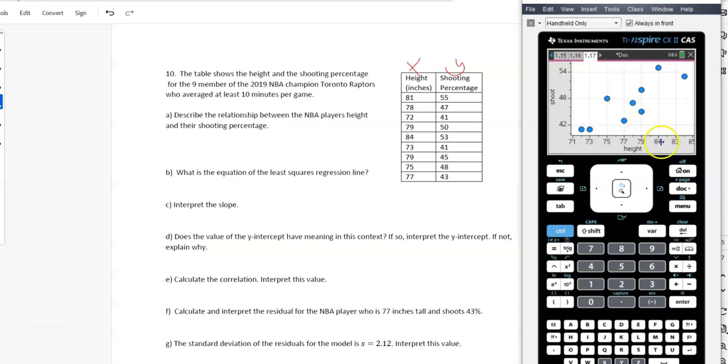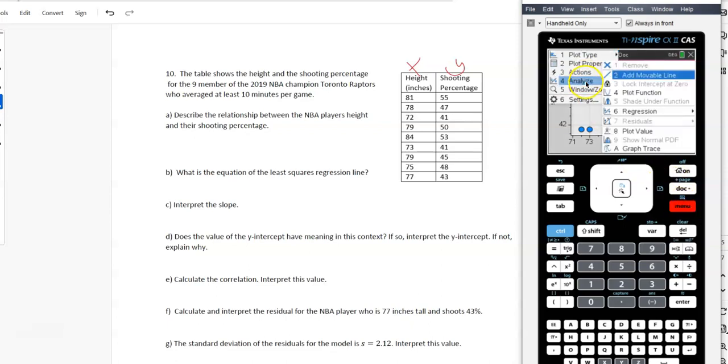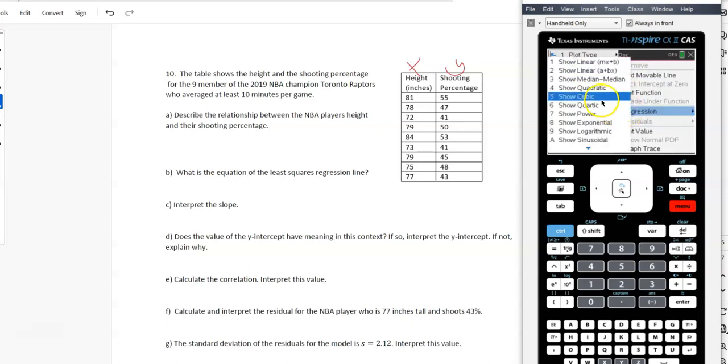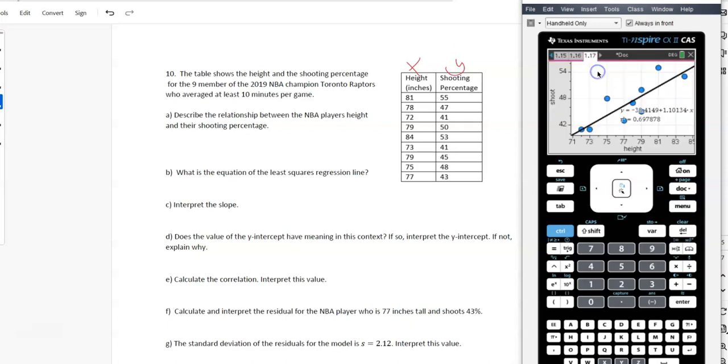We might be able to do a residual plot. If you want to do the residual plot, well, first let's do the regression line. So I like the a plus bx one. So it even says the r squared value there. That's very nice if you have your settings set to that.